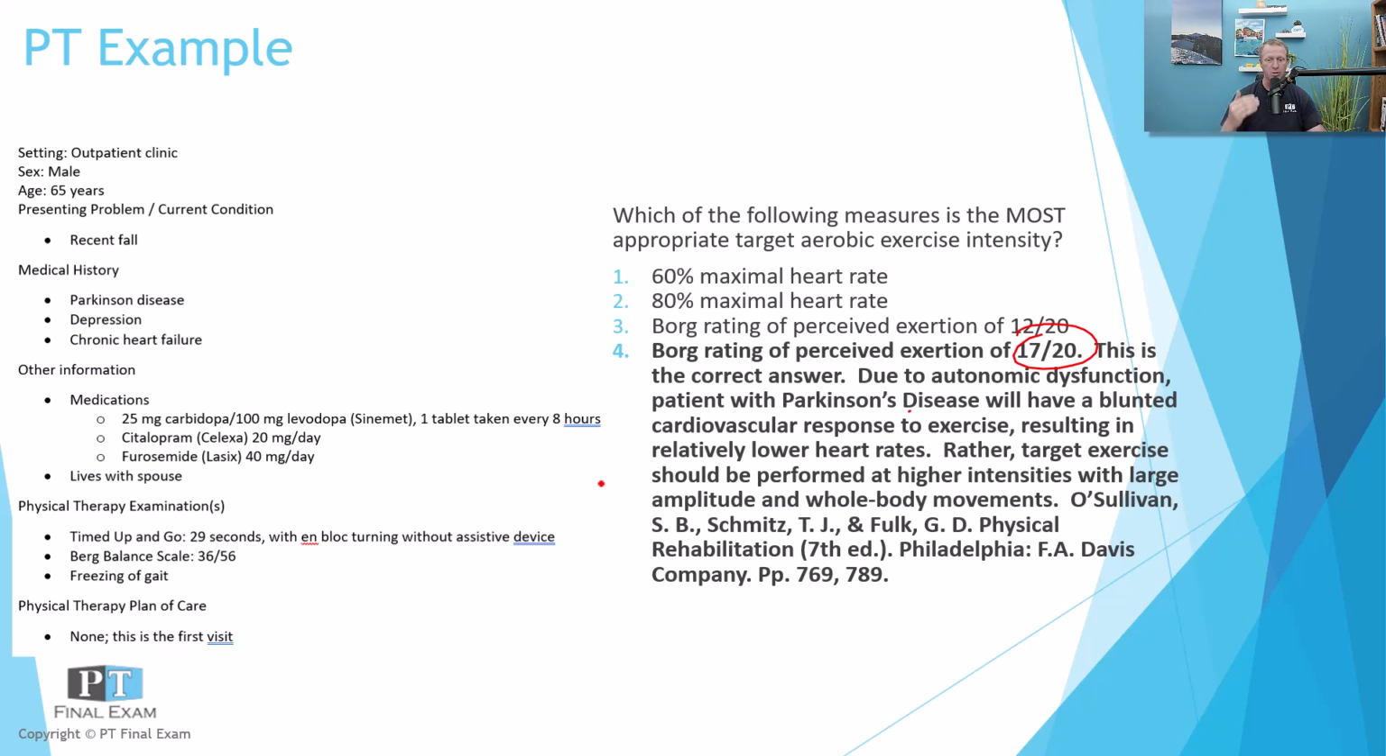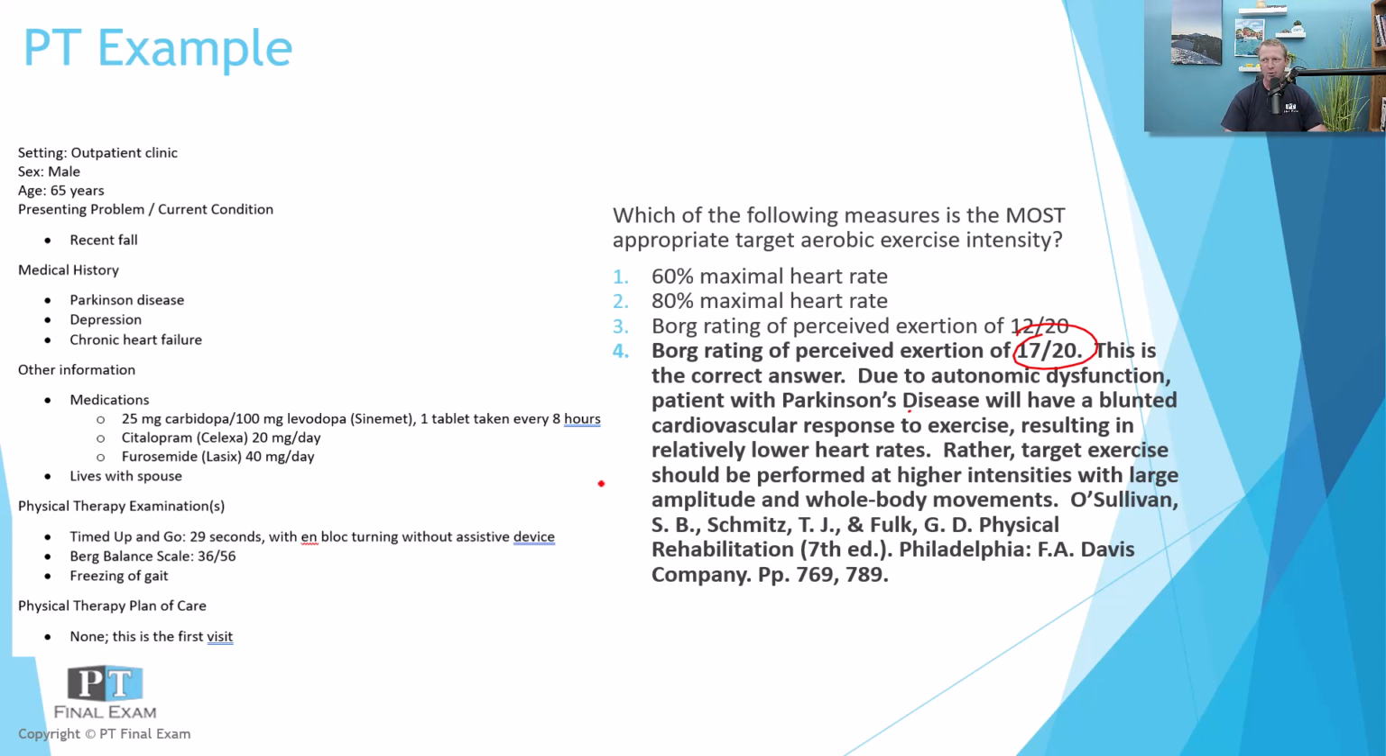You need to push, because these folks will have a blunted, or a lower, heart rate. So therefore, you need to push them harder than what you would, say, an anatomically normal individual. 17 out of 20 being hard or very hard. That's the intensity that you're targeting in order to get an appropriate heart rate response.